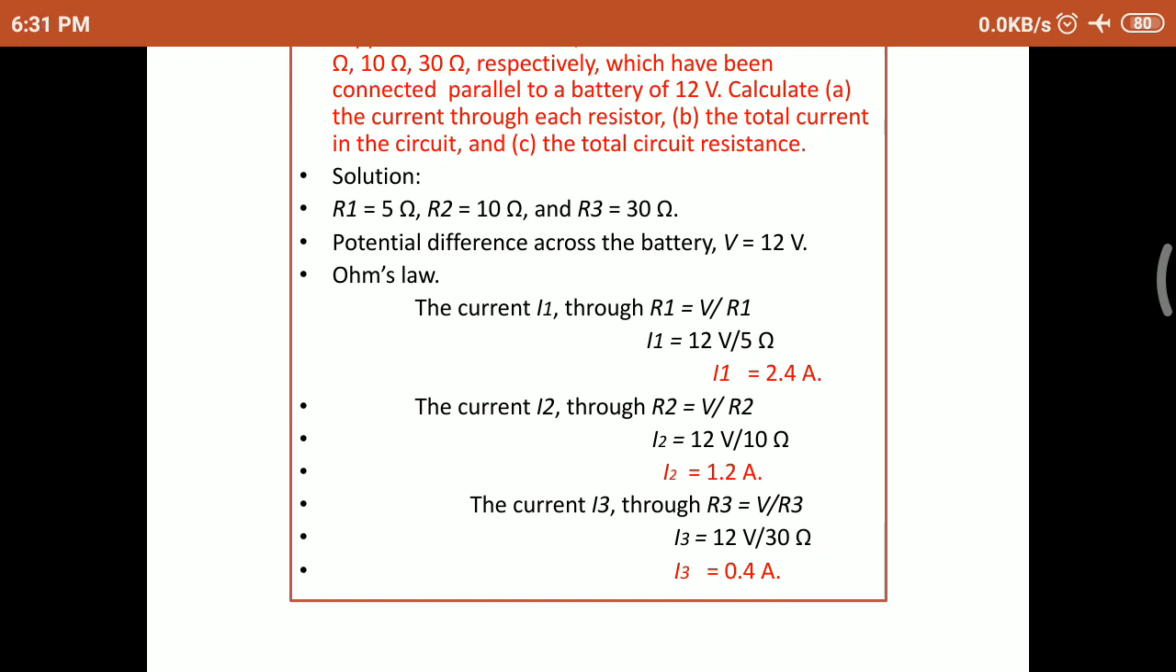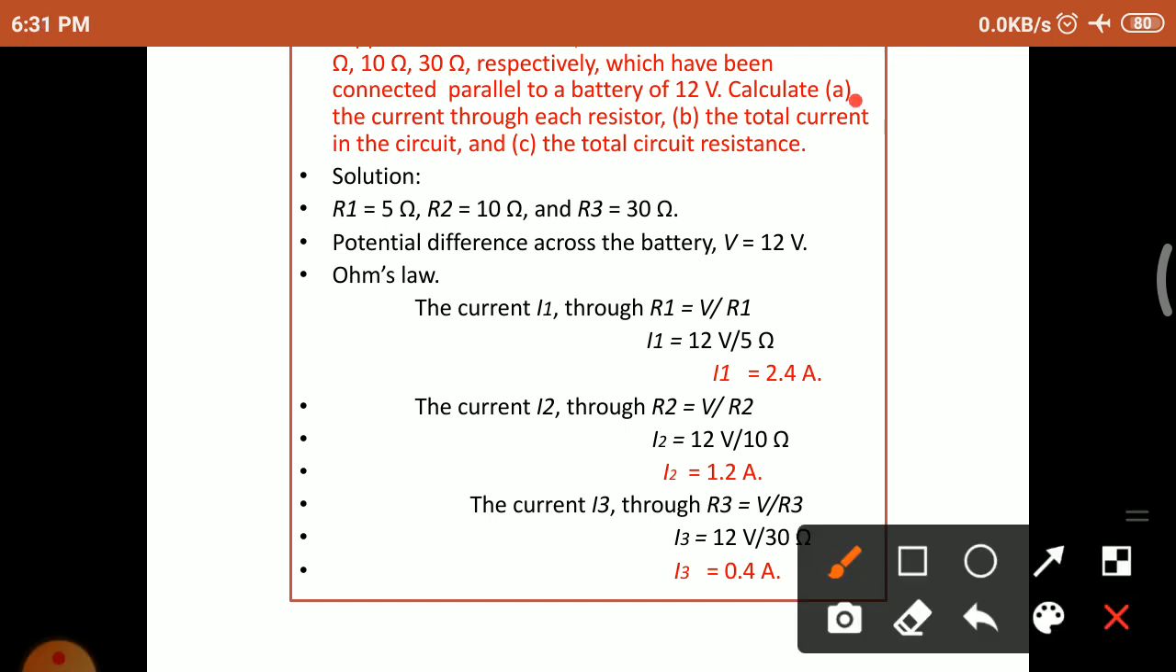You have to calculate, first, question A, the current through each resistor. That means I1, I2, I3. Second, the total current in the circuit, I equal to I1 plus I2 plus I3. The third question, the total circuit resistance. The total circuit resistance is nothing but the equivalent resistance.